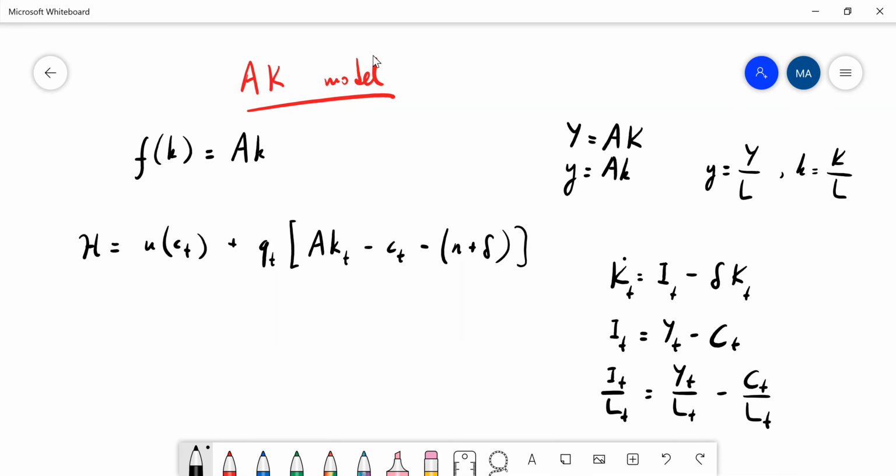Now this is your little c, and this is your AK_t. So you can write it in this way. Of course you will have first order necessary conditions and other stuff. So what do you know here? Well, you have U prime of C equals Q.